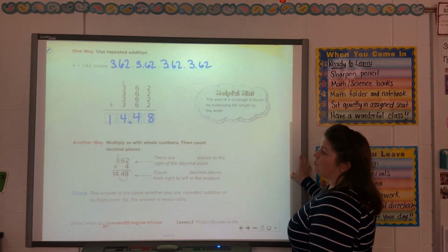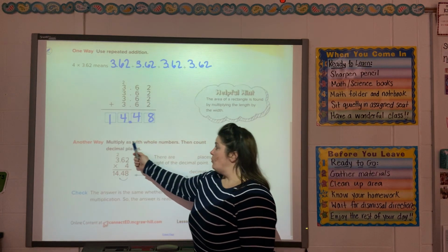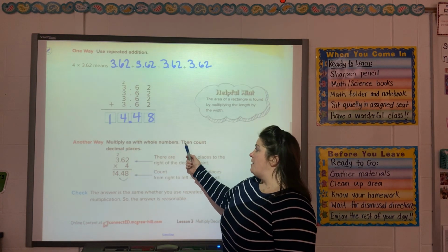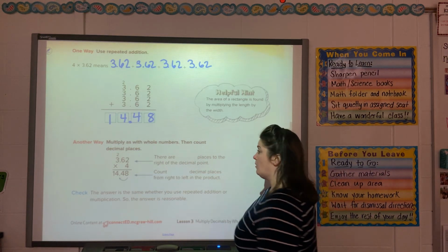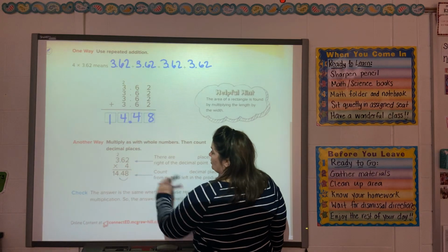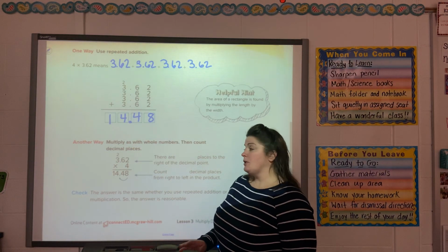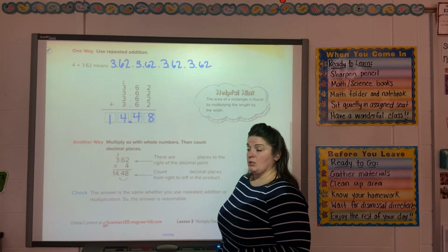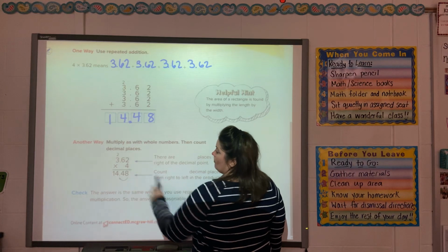Another way is to use multiplication. Multiply as if you would with whole numbers. Then count the decimal places. So they've done the arithmetic for you. 3 and 62/100 times 4. Notice we don't line up decimal places in multiplication. The decimal points do not line up. That's why I like to say ignore them.